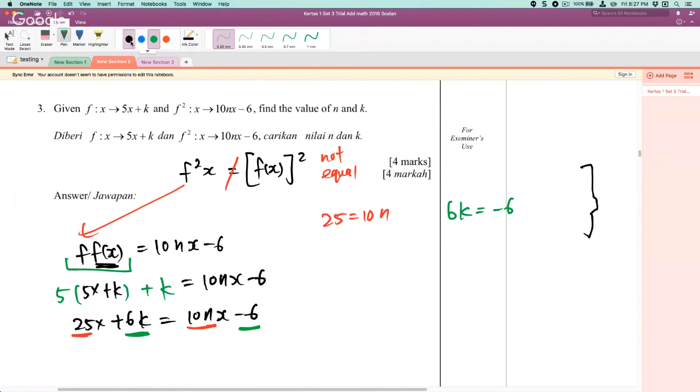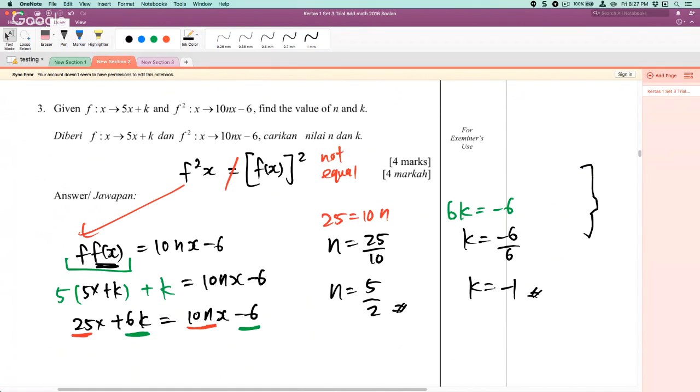So what happened here is I will just solve it. n basically equals 25 over 10, so n equals 5 over 2. Done. k equals minus 6 over 6, so k equals minus 1. Done. All right, the format is just like this. So you need to understand what f squared of x is. This one means f of f(x). Then you just do it, and compare the terms with x and the terms without x. It shouldn't be too difficult for you.